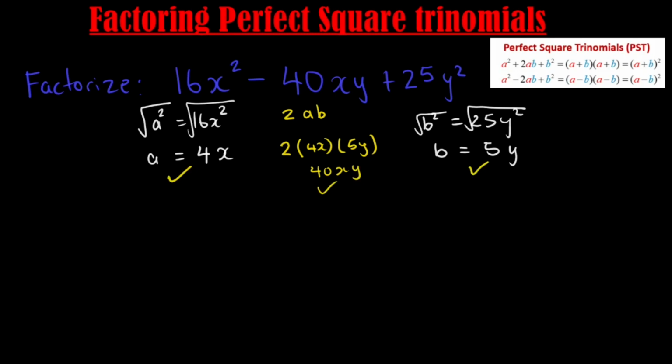Therefore, we can go ahead and write this as a binomial squared. So based on the pattern, it corresponds to our second trinomial, which is a squared minus 2ab plus b squared. Therefore, we know that when we factorize, it will be a minus b all squared. So our a is 4x minus our b, which is 5y, and that will be all squared.